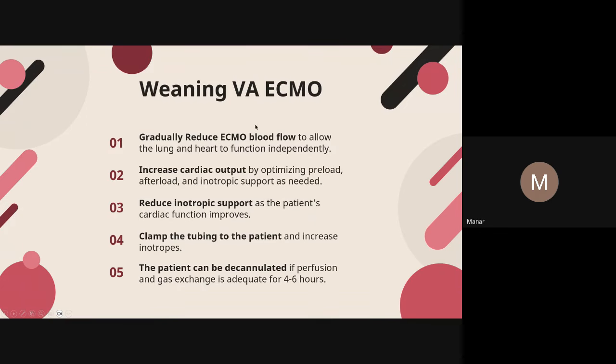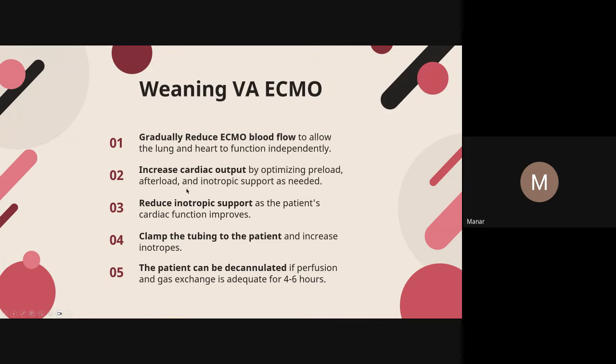As for VA ECMO, first we're going to gradually reduce the ECMO blood flow to allow the lung and heart to function independently. And then we're going to increase the cardiac output. And how do we do that? It's by optimizing the preload, afterload, and inotropic support as needed. And then we're going to reduce inotropic support as the patient's cardiac function improves.